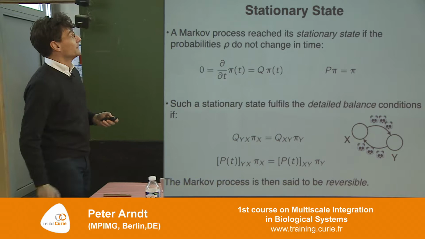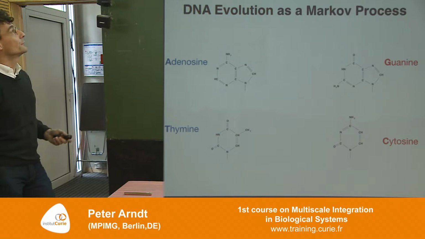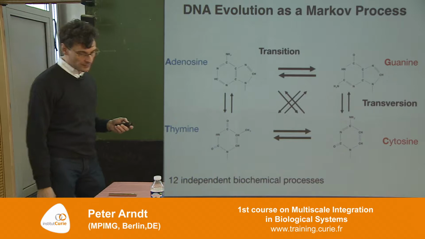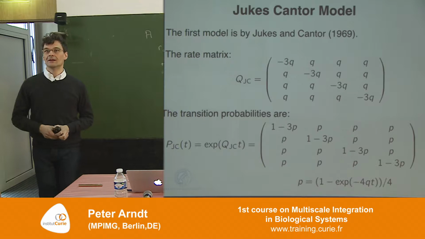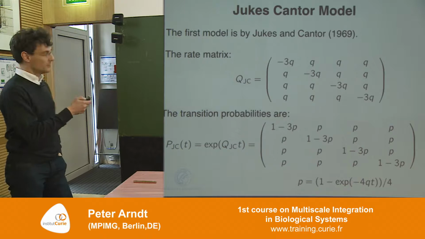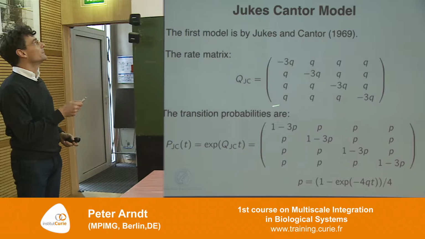Okay, so this was our mathematical framework to now come to DNA, the modeling of DNA evolution. So these are our four players, as I said. And we have these 12 rates. But of course, historically, people didn't have 12 parameters in their models. They just started simple. And so the first model was actually the one by Jukes and Cantor in 1969.